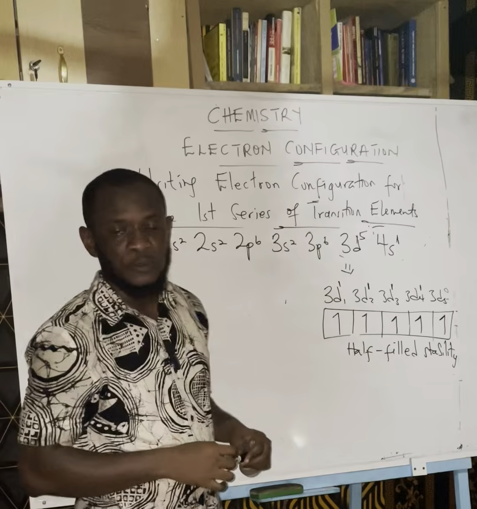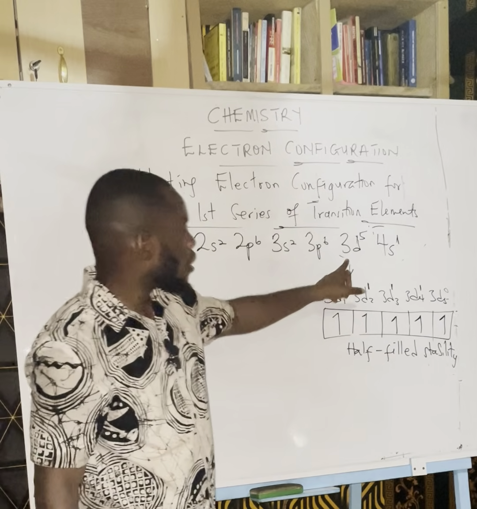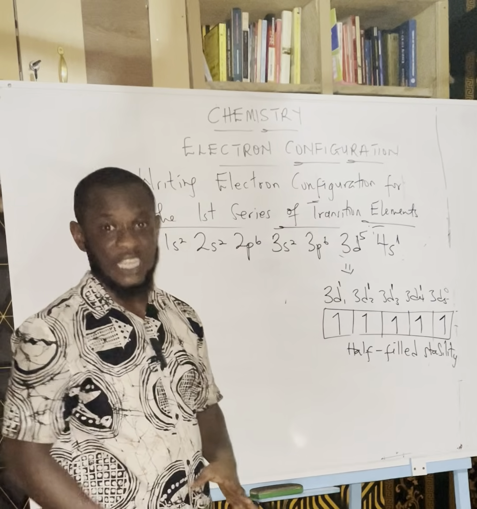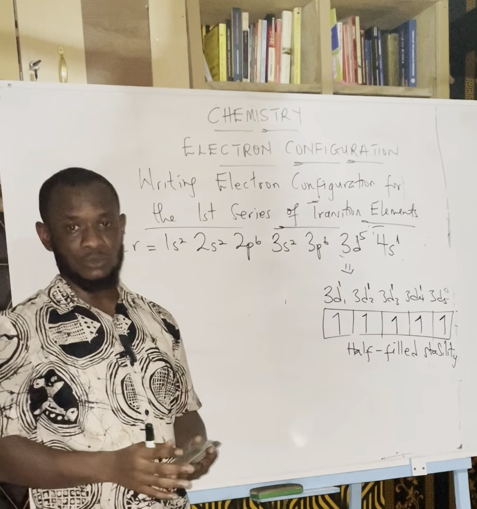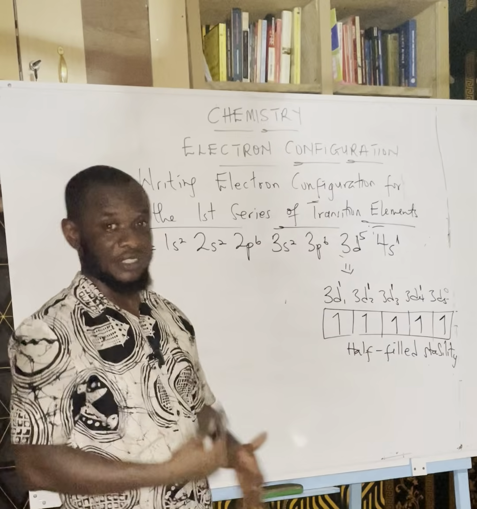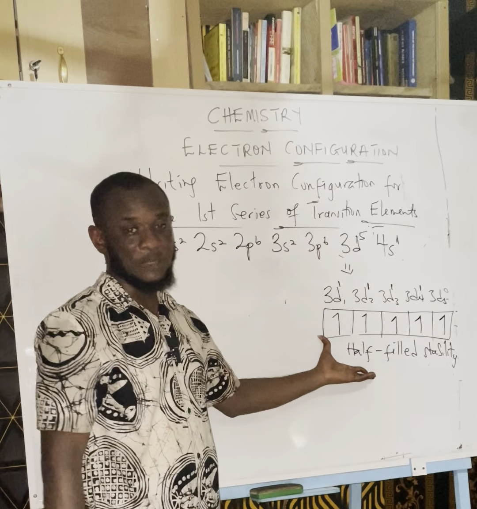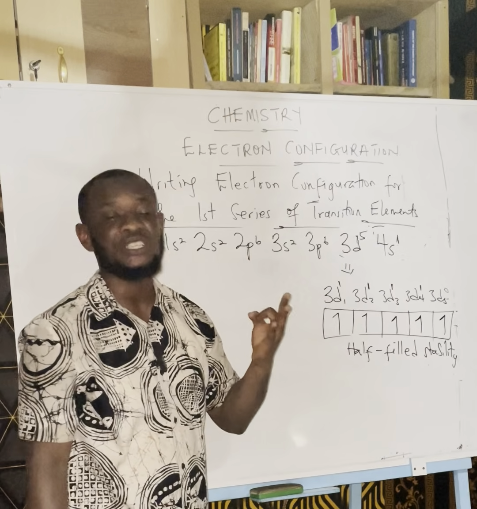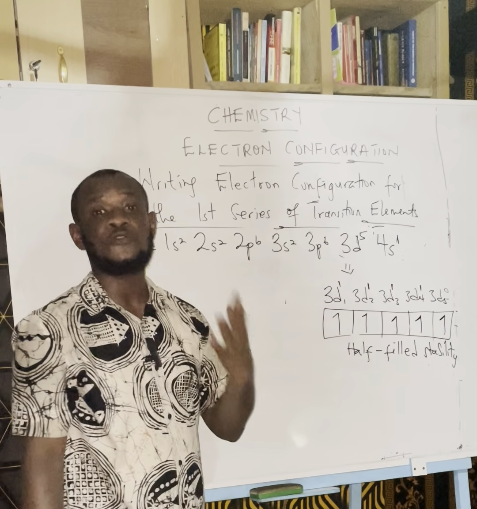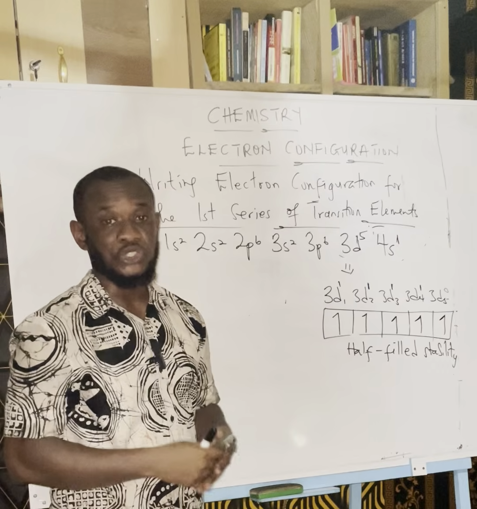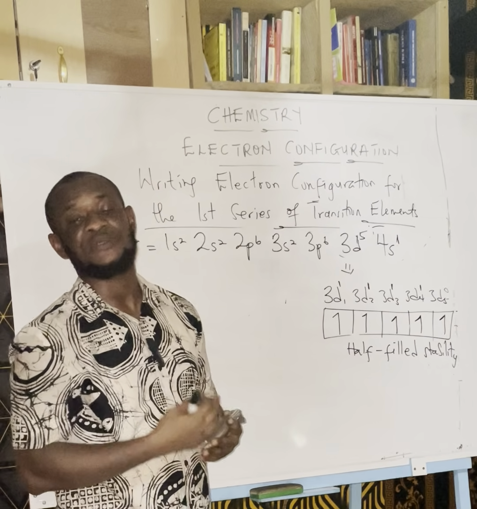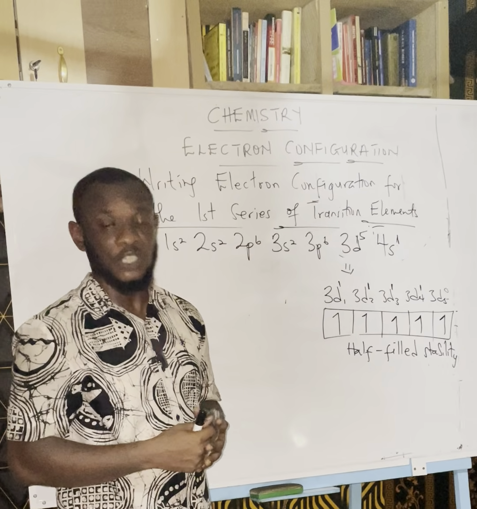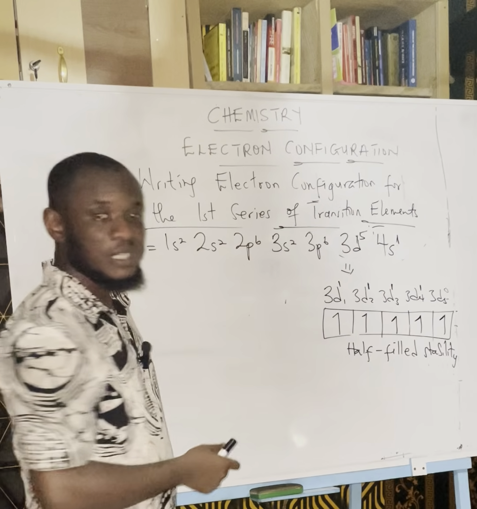Now, as you can see, all of the 3D orbitals are having one electron. And now chromium is stable. So when it comes to chromium, since chromium will have half filled stability, the 3D orbital will be 5, sorry, instead of 4. Why? Because chromium wants to be half filled, and it makes chromium stable. Take note.